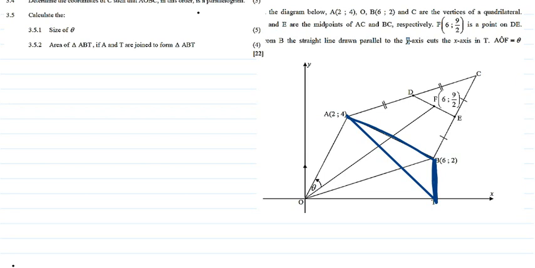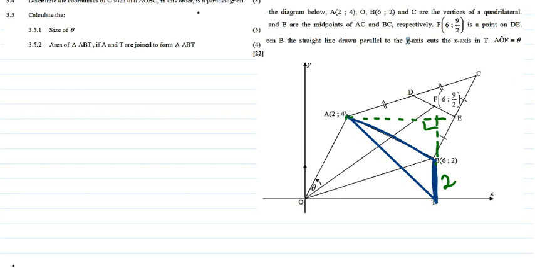I'm going to consider BT as my base. And if I consider BT as my base, do you agree that it will have 2 units? Because it's from T to B, and that's the y. Now, for me to find the height of this triangle, remember, the height must be perpendicular to what? The base.